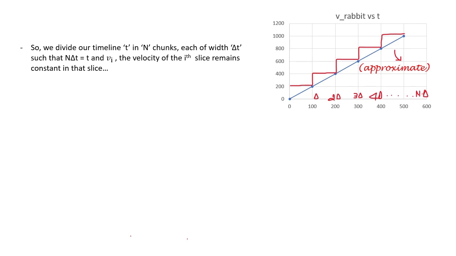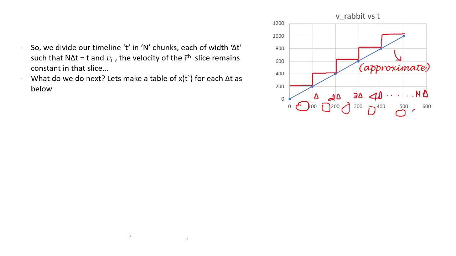Now, here with me so far, right? What do we do next? Let's make a table of the distance traveled in each of these intervals. Interval 1, interval 2, interval 3, interval 4, interval n minus 2, interval n minus 1, and add all these distances up together, then we get our x of t. So this is nothing but integration.